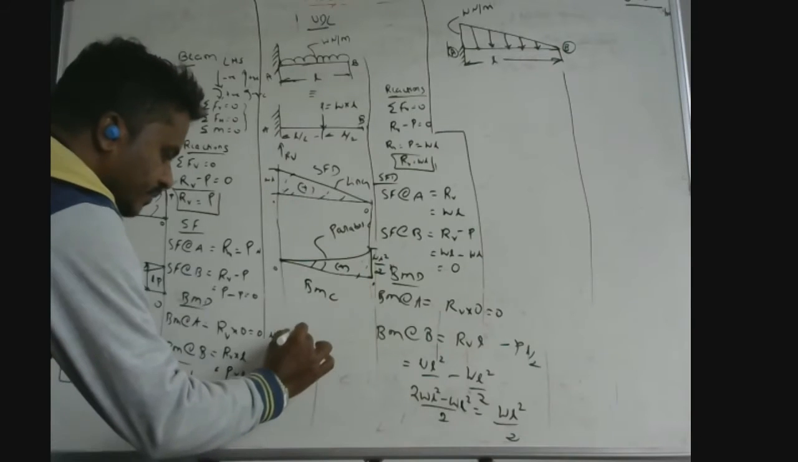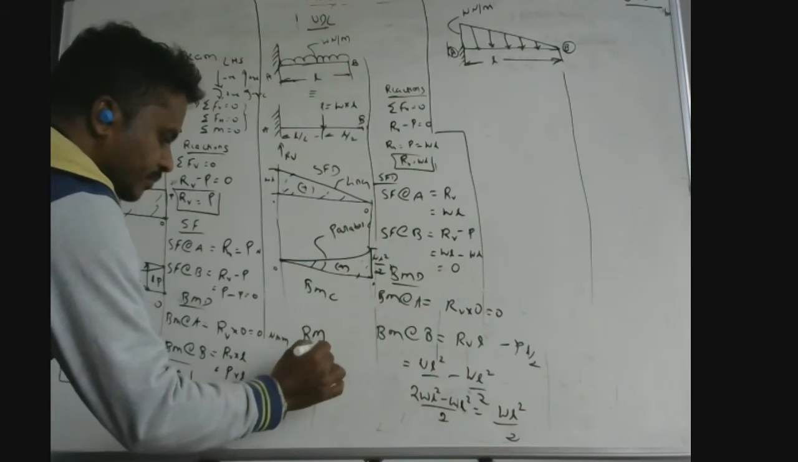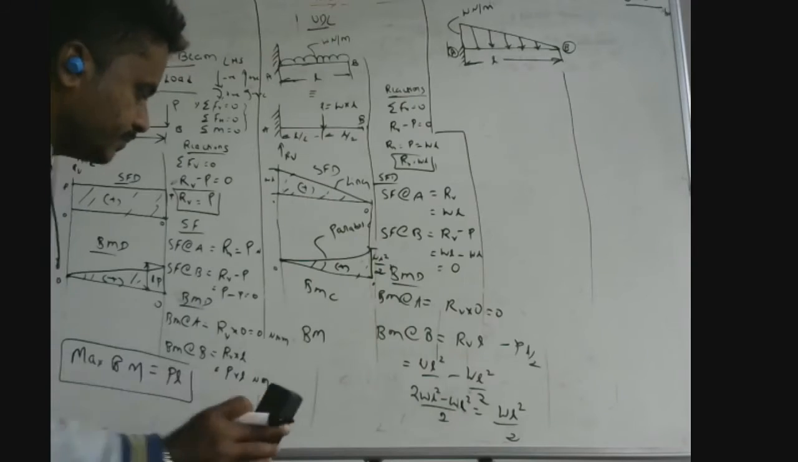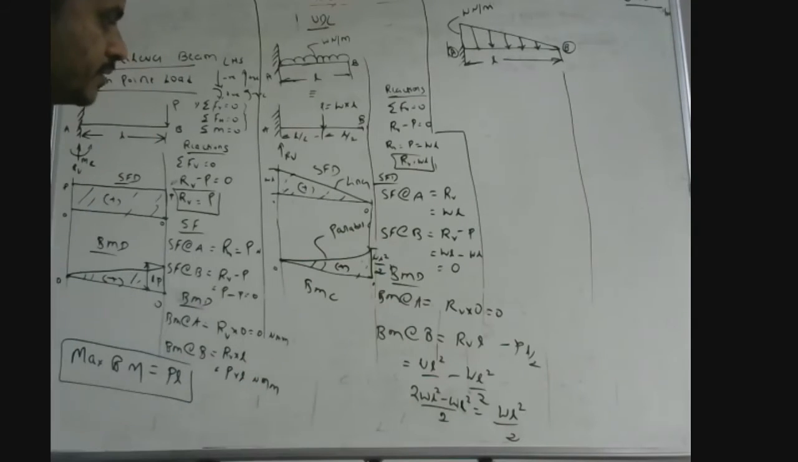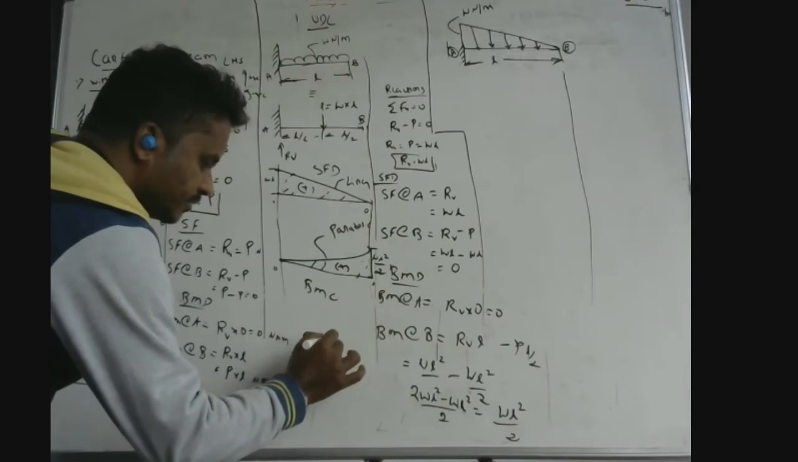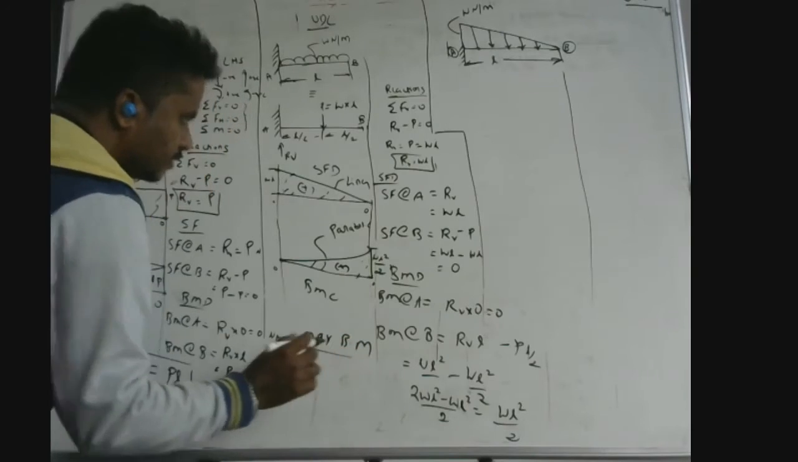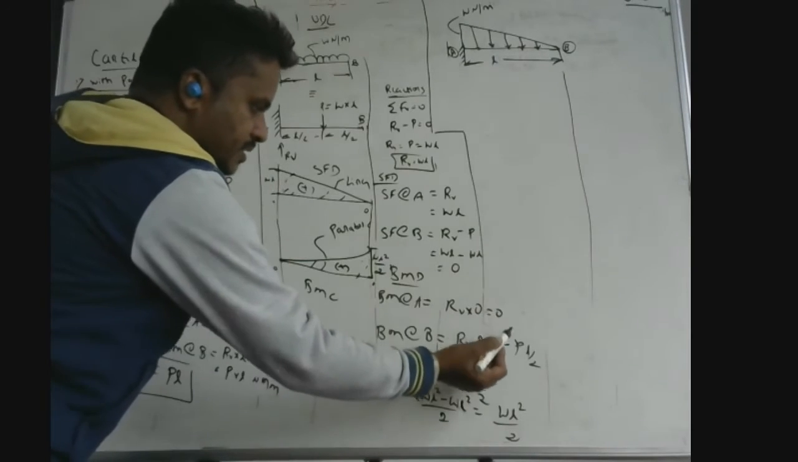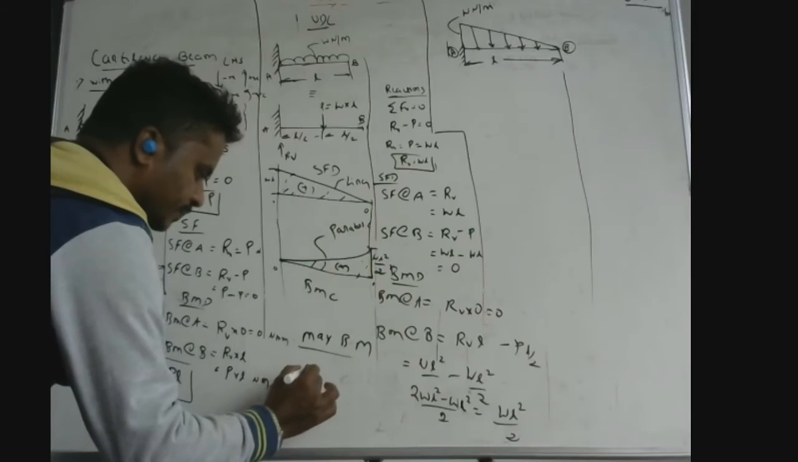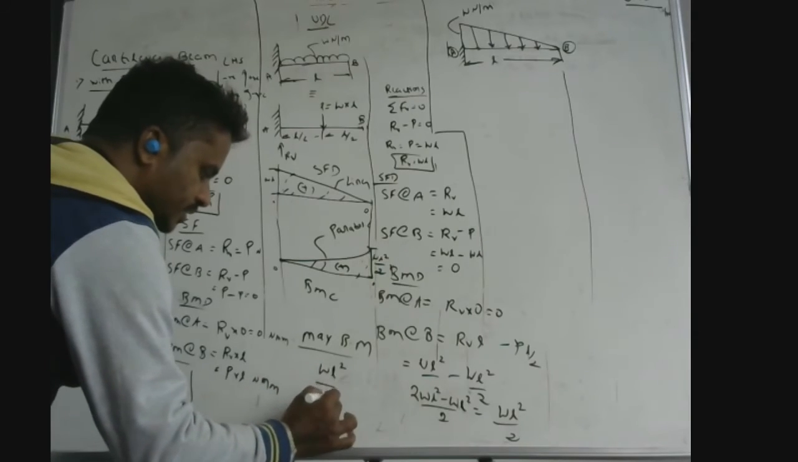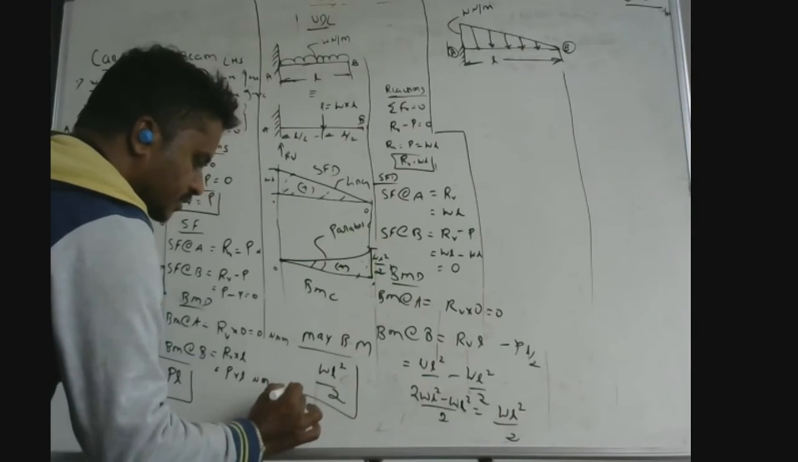And finally, we want to know the maximum bending moment. Correct. Maximum bending moment: whenever the cantilever is subjected to UDL, here it is 0 and here it is WL square by 2. So WL square by 2 will be the maximum bending moment.